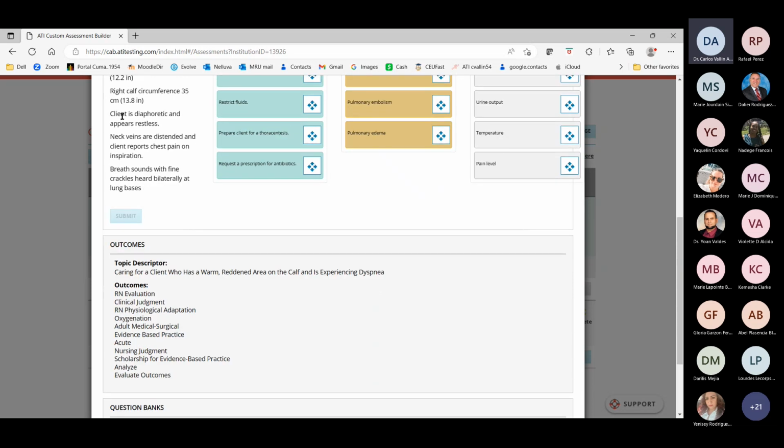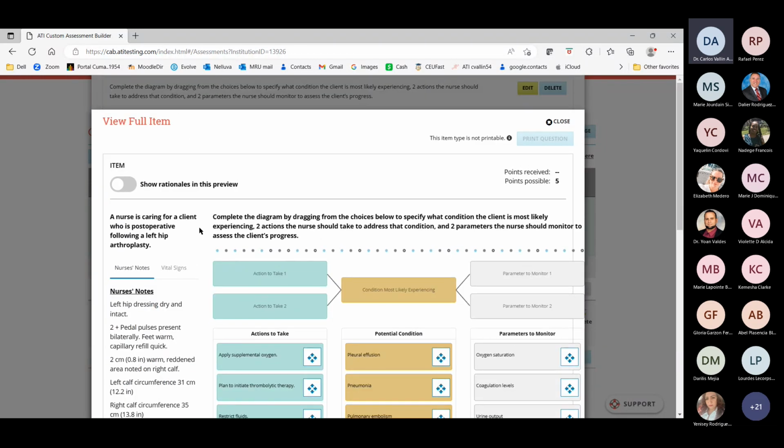Now they add, client is diaphoretic, sweating, and appears restless. Guys, when you see somebody restless, the most common cause in the test is low oxygen. Neck veins are distended, and client reports chest pain on inspiration. Now, this is supporting that the clot is moving to the lungs and is a possible pulmonary embolism. Breath sounds with fine crackles heard bilaterally at lung bases. Okay, the pulmonary embolism doesn't affect the lung sounds too much. Let's see what else we have.